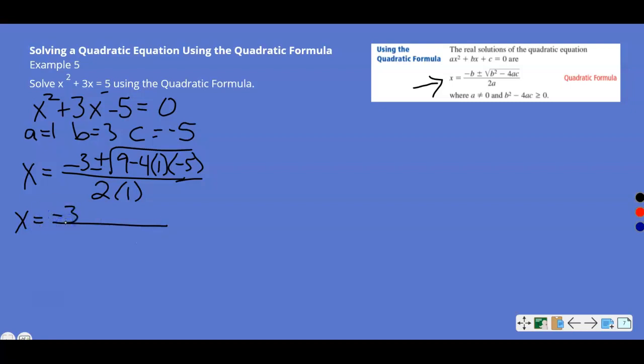Okay, so we're going to simplify under the square root. 4 times 5 is 20, and the two negatives make that a plus 20. So 20 plus the 9 is going to be 29. So we're going to have the square root of 29 over 2.